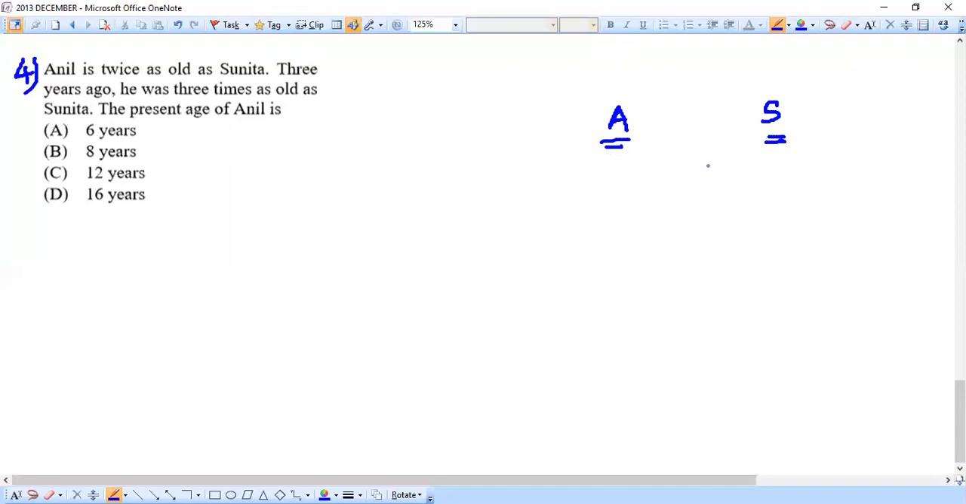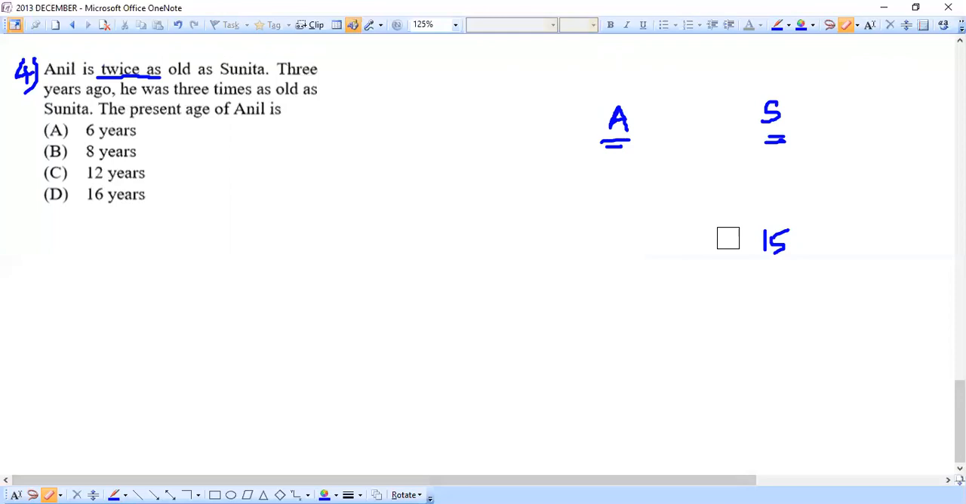What do you mean by this? It simply means Anil's age is 2 times the age of Sunita. So if I come to know Sunita's age, I can tell Anil's age. For example, if Sunita is 20 years old, Anil will be 40 years old. If Sunita is 15, then Anil would be 30. I think you're able to understand this link. Whatever Sunita's age is, 2 times that is Anil's age. This is the relation between their ages.